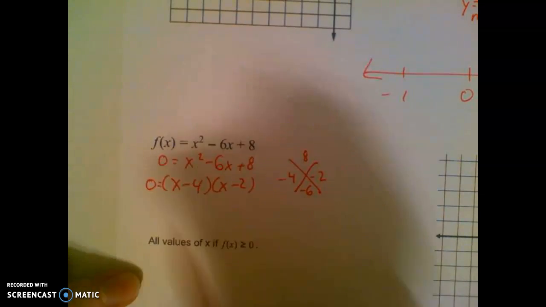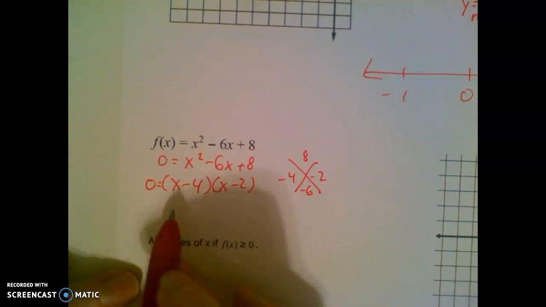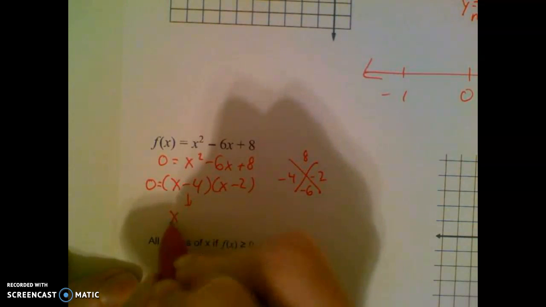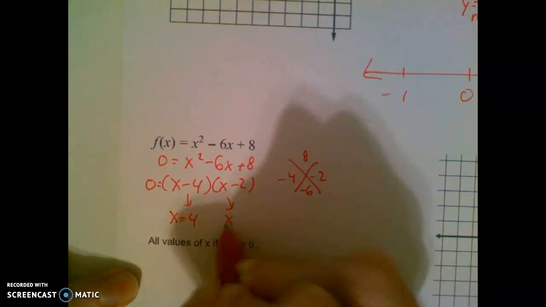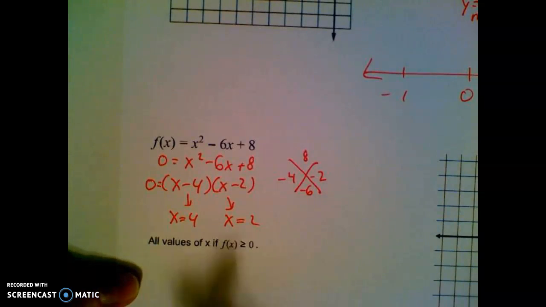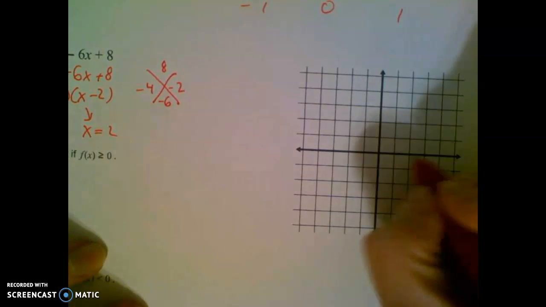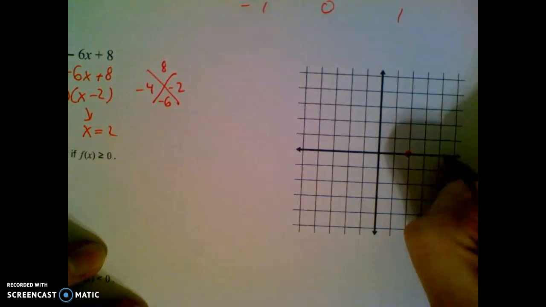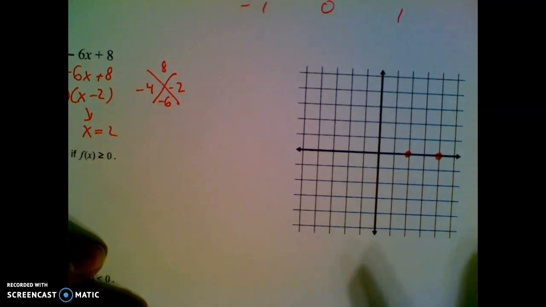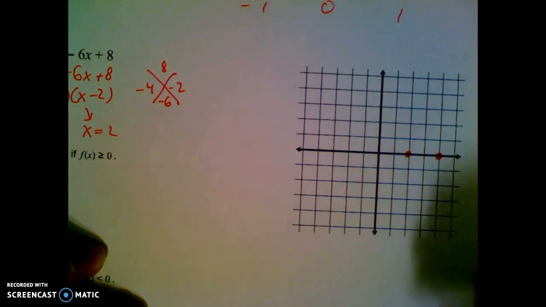Oh, sorry, 0 equals. Okay, don't forget, this is the zero product property. You just literally set each of these equal to 0. So you get x equals 4 and x equals 2. Cool. Those are my x-intercepts. So just go over on your graph, and you're going to put a dot at 2 and a dot at 4. I really don't care about the graph and how it looks. I just care about where it's above and where it's below.